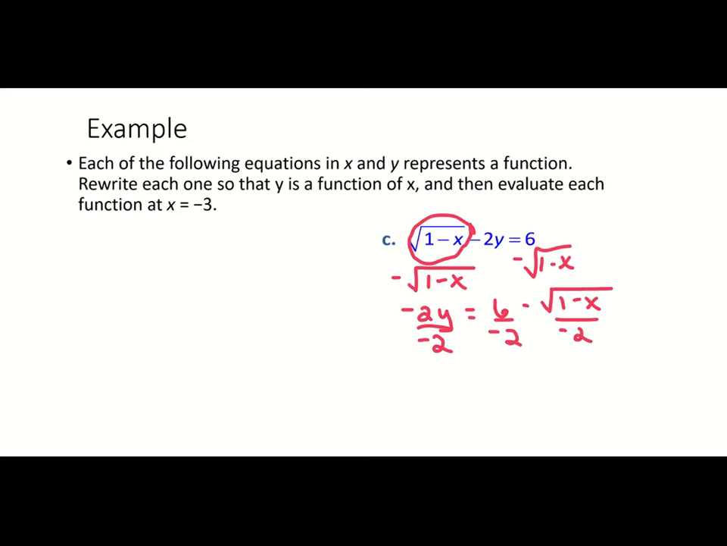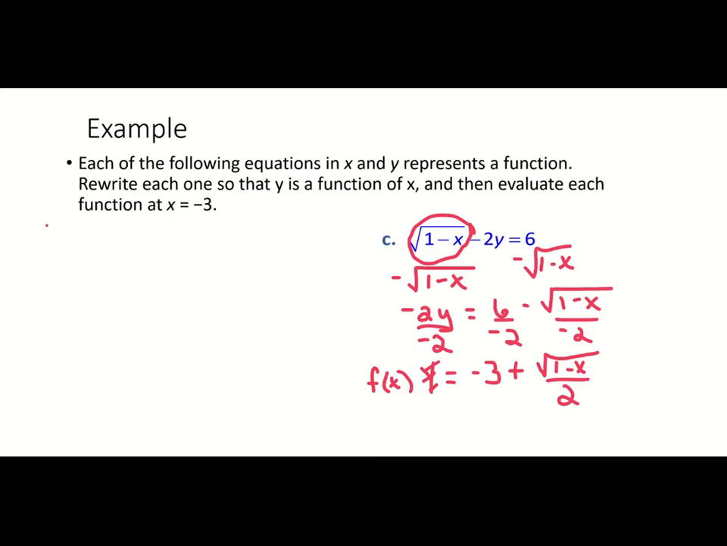So that will give me y equals -3, because 6 divided by -2 is -3, and then the two negatives here, negative square root 1 minus x and -2, make that a positive square root 1 minus x, all over 2. And then again, the final thing you can do to make it into a function is take that y equals, and instead of y, make it f of x. All right, and then the last thing we need to do is evaluate that function at x equals -3.